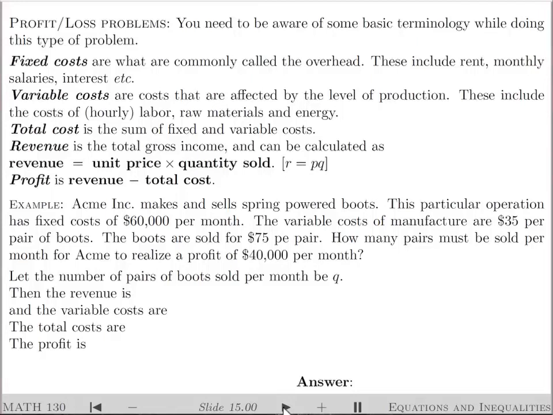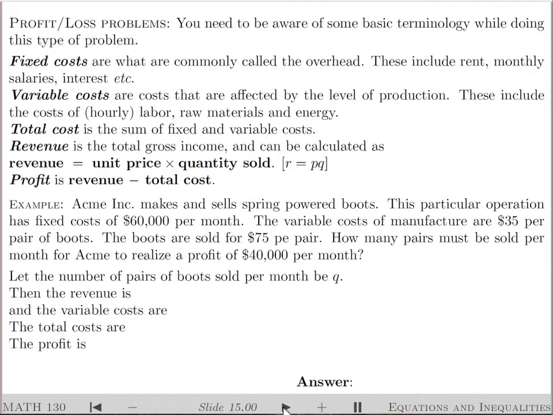Welcome. In this session, I'm going to discuss two examples designed to illustrate some of the basic concepts having to do with calculating revenue and profit. Basically, you just need to know some of the terminology our textbook uses. The overhead is called fixed cost.